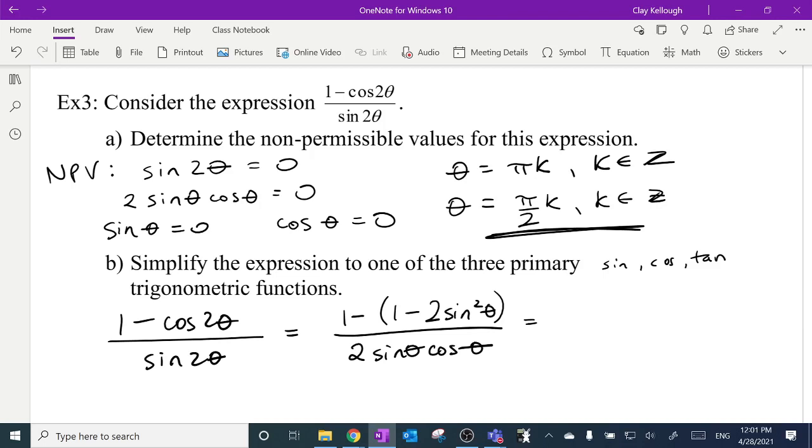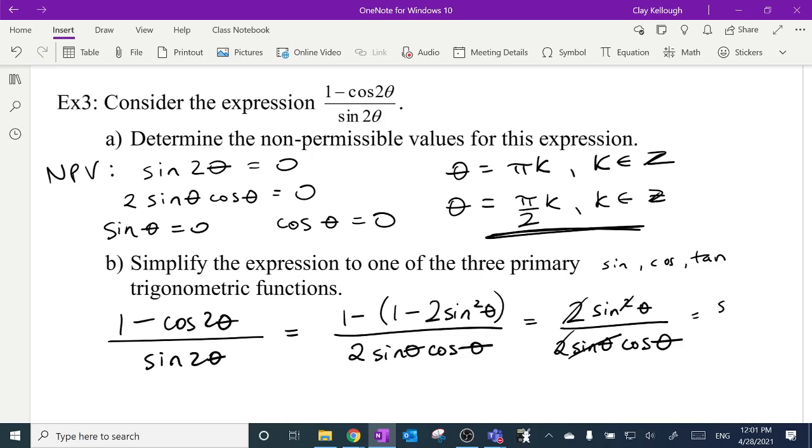Well, if I have 1 minus 1, that constant's gone, right? 1 minus 1 is nothing. And if I take the minus of negative 2, I just get 2. And look at that, 2 divided by 2 is 1. And sine squared divided by sine leaves a sine on top.